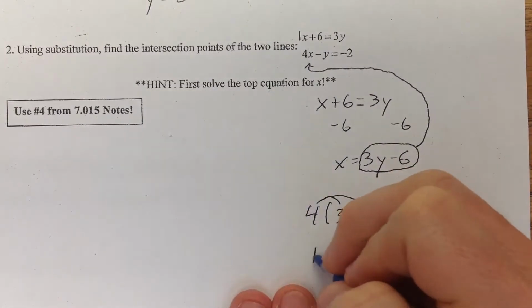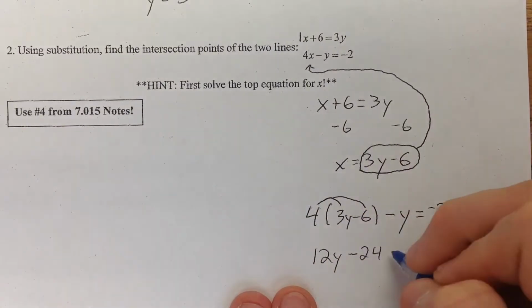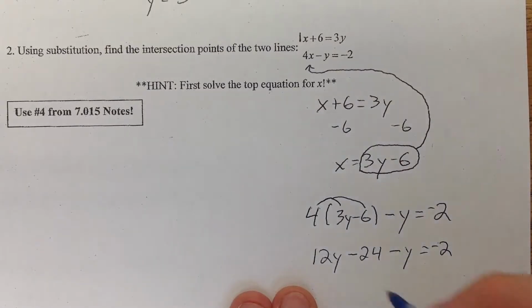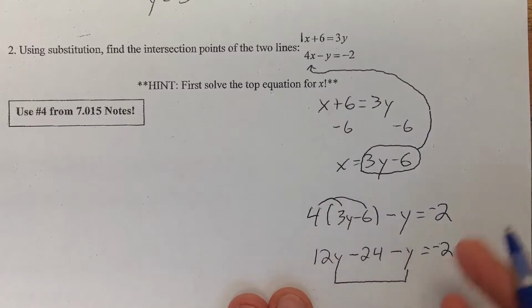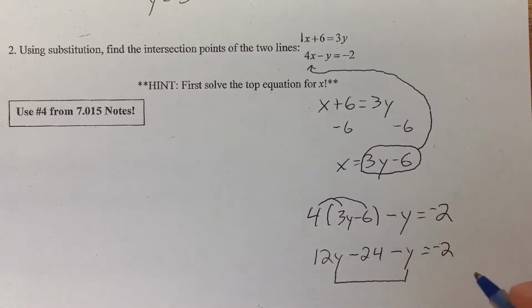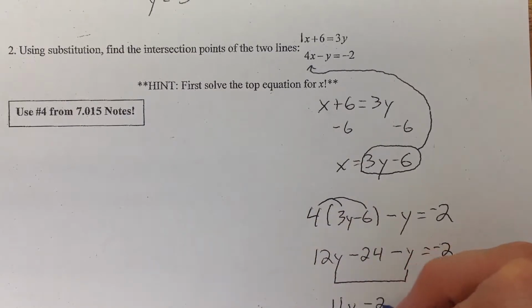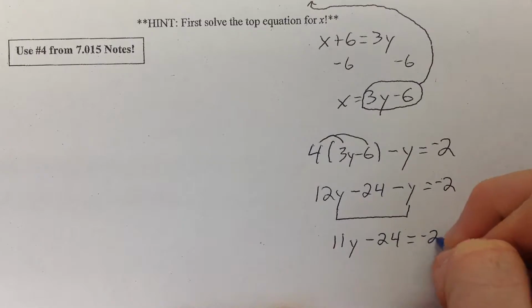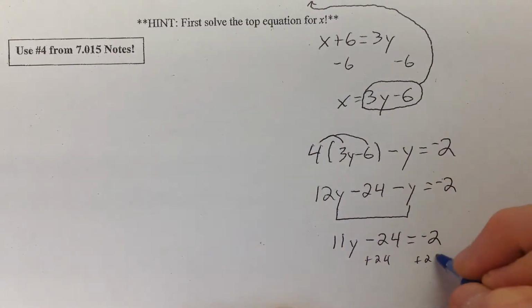4 times 3 is 12y. 4 times minus 6 is negative 24. Minus y equals negative 2. Now we're going to combine our like terms. So we have a 12y and a minus y. So that's going to combine down to 11y minus 24 equals negative 2. Then we'll add 24 to both sides.